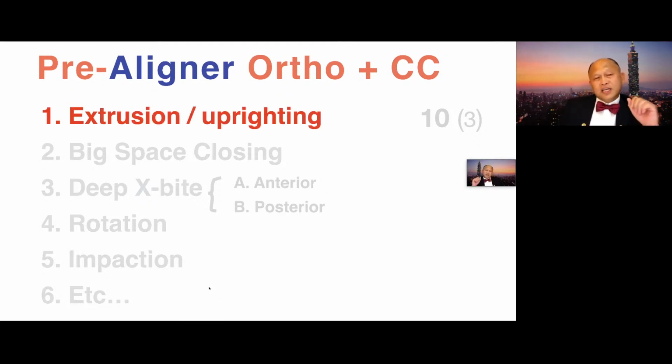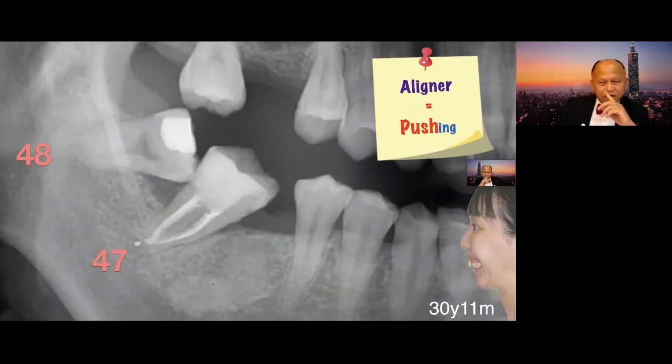Number 1 is extrusion, because extrusion needs a pulling mechanic, and aligner simply cannot give you a pulling mechanic. That's why you need Hybrid aligner. Upright the molar, very difficult for aligner. For example, how would you fix 7 and 8?